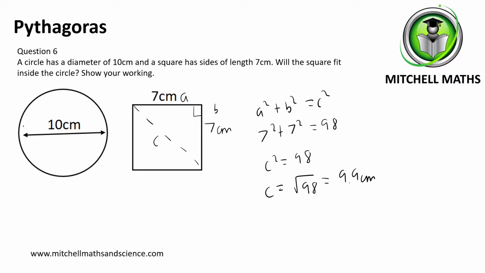And if we look at the diameter of the circle, that's 10 centimetres. Well, 9.9 is less than 10 centimetres. Therefore, yes, the square will fit inside the circle. And I've seen that type of exam question come up before. It was on one of the specimen papers.